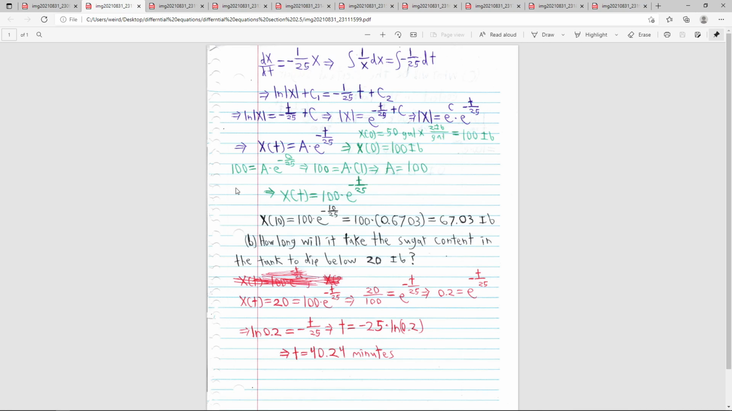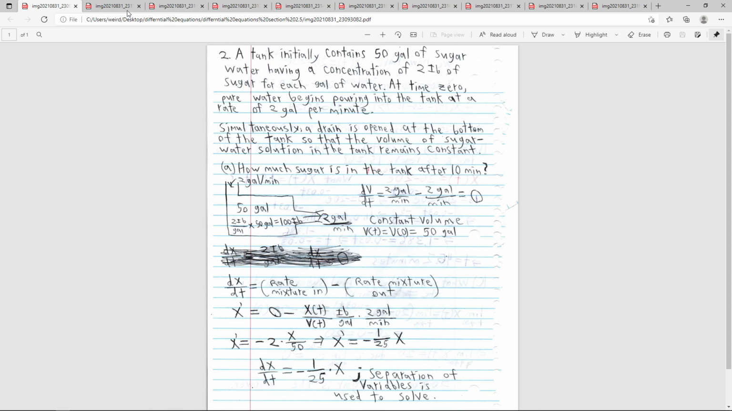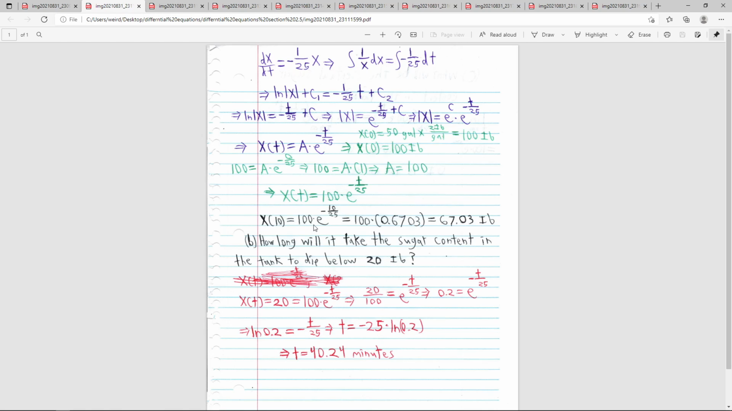So x0 is 100 pounds, so 100 equals a times e to the negative 0 divided by 25. So that's e to the 0, which is 1, so a equals 100. So x of t is equal to 100 times e to the negative t divided by 25. Finally, it asked originally how much sugar is in the tank after 10 minutes. So x of 10 is equal to 100 times e to the negative 10/25. You plug it in, you get 67.03 pounds.